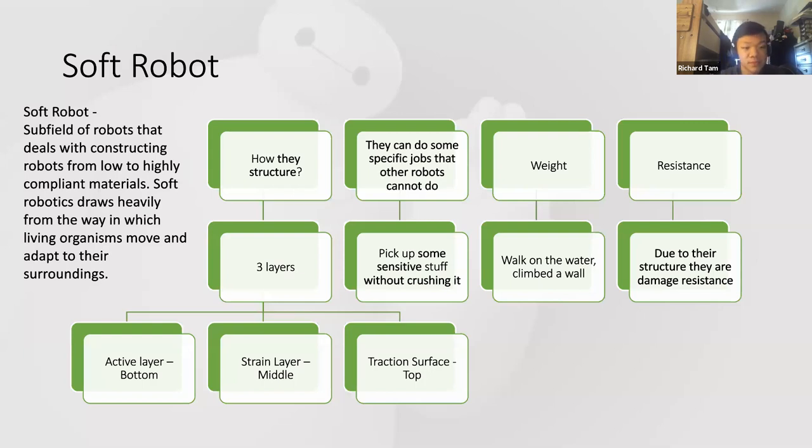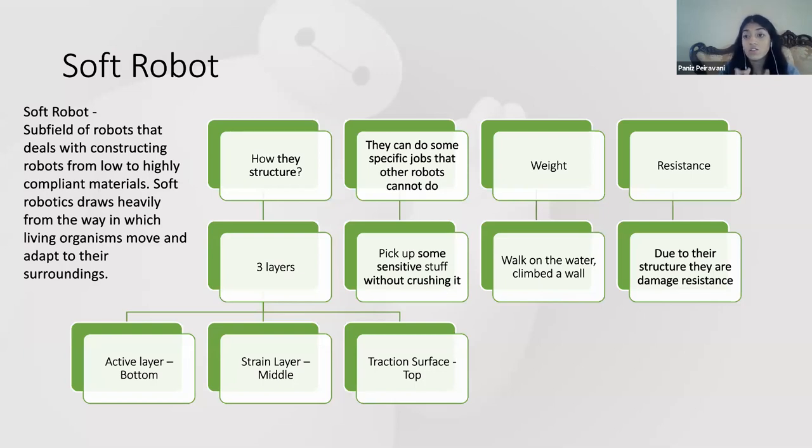Thank you. So what is a soft robot? A soft robot is a kind of robot that deals with constructing robots. It draws heavily from our surroundings; we can mention spider, lizard, or octopus as soft robots. So how are they structured?